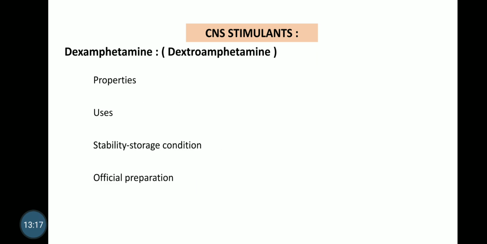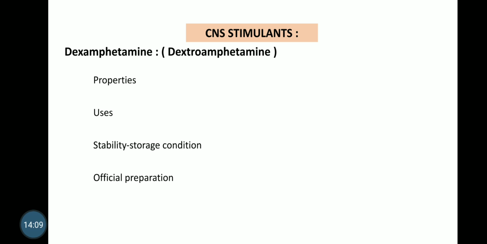Last drug, that is dexamphetamine or dextroamphetamine. Properties: it is white crystalline powder, odorless and has a slightly bitter taste. It is soluble in water. Uses: it is used to treat narcolepsy, attention deficit disorder in children and exogenous obesity. It is used to treat exogenous obesity because along with a CNS stimulant action, dextroamphetamine also has an anorexic effect. Therefore it is used in exogenous obesity. Official preparation: amphetamine tablet, which is official in your IP and BP.